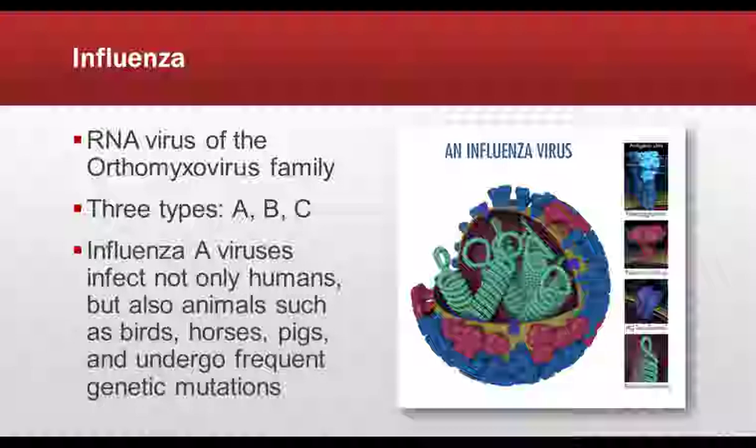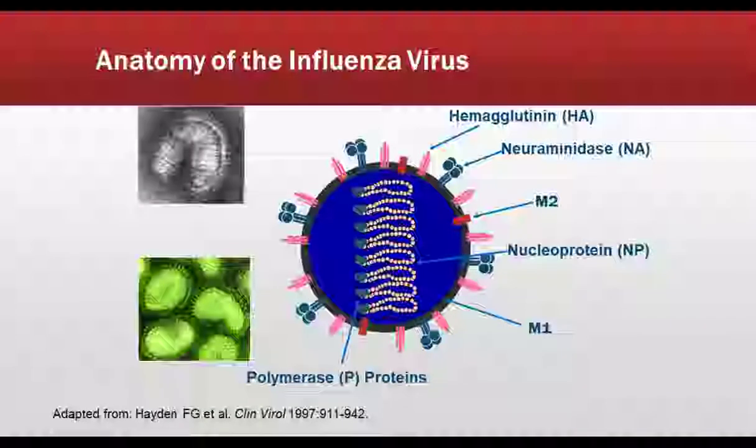And call it flu. There are three types of influenza virus, A, B, and C. We're going to predominantly talk about A and B. Type C influenza is a much less common cause of illness in humans, primarily affecting young children, a very rare cause of illness in adults. Influenza A viruses, in contrast to B and C, infect not only humans, but also animals, such as birds, horses, and pigs. And this is going to be very important, as we'll talk about in just a moment. Another key aspect of the virus is that the influenza viruses undergo frequent genetic mutations.